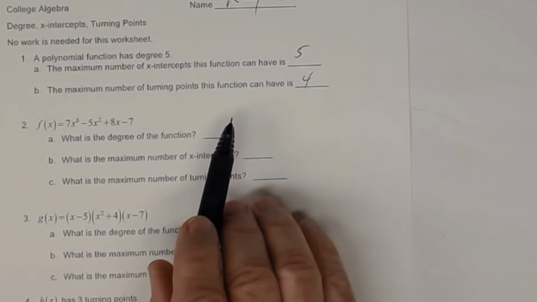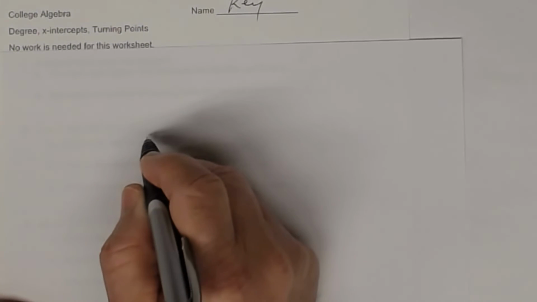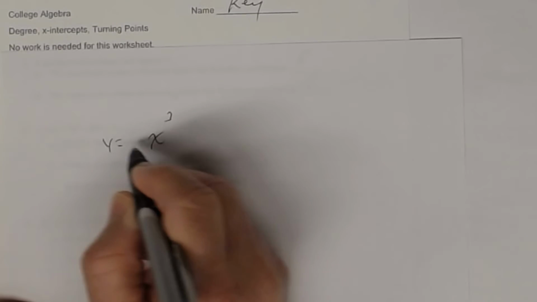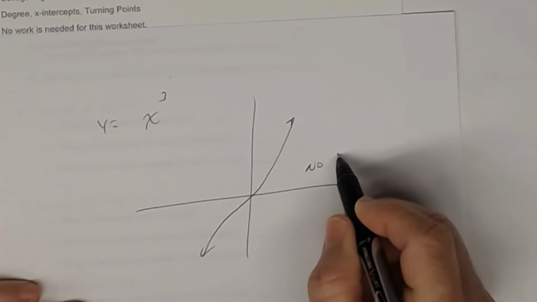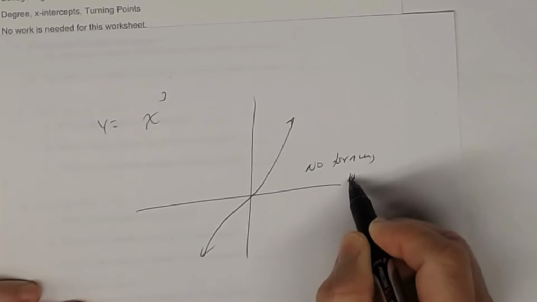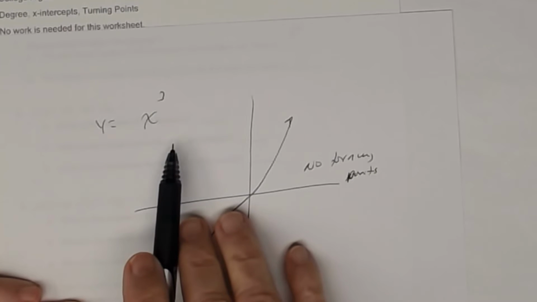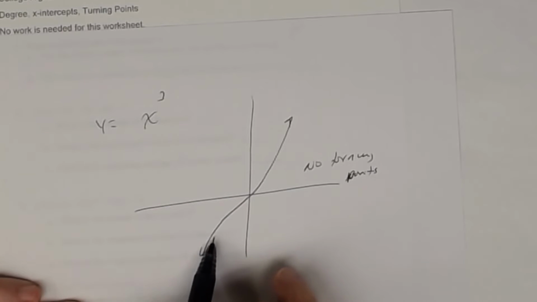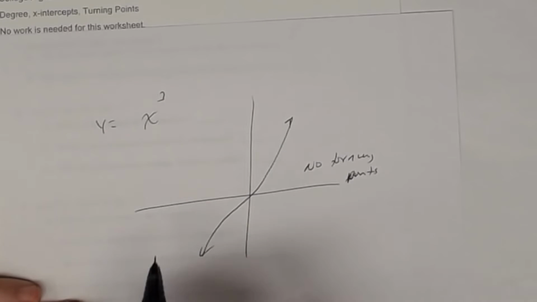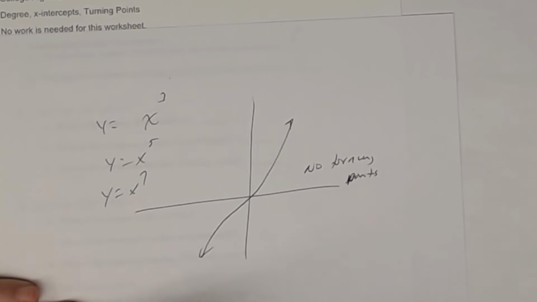Okay, it could be 0, because remember x cubed, just to show you, x cubed is odd, right? y equals x cubed. So remember, y equals x cubed looks like this. So y equals x cubed has no turning points. There are no turning points. So there are functions where you're going to have no turning points. So for example, y equals x cubed, y equals x to the 5th, y equals x to the 7th, all those have no turning points.